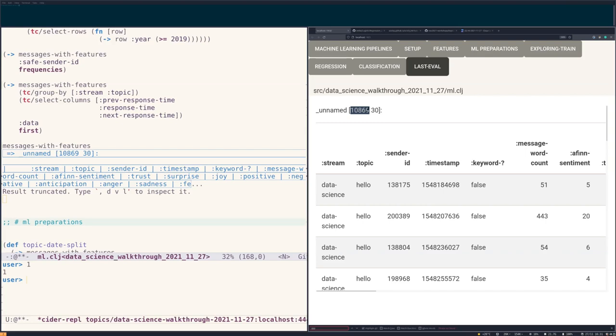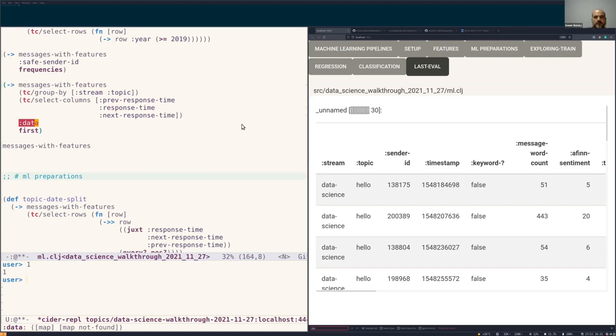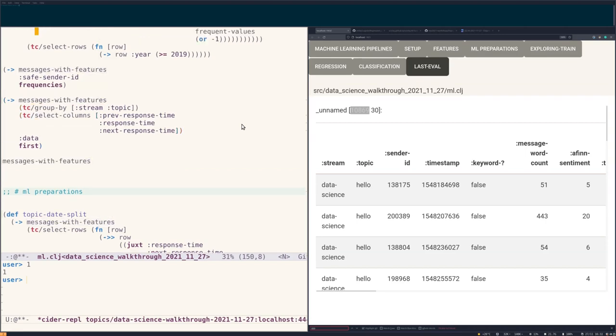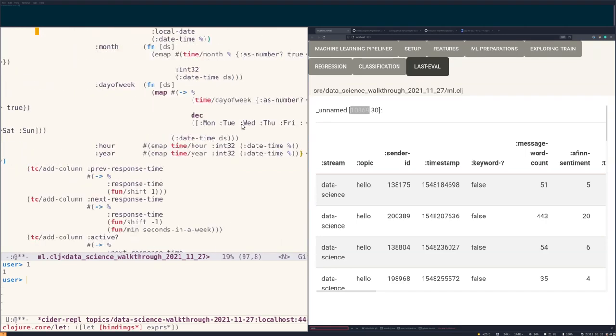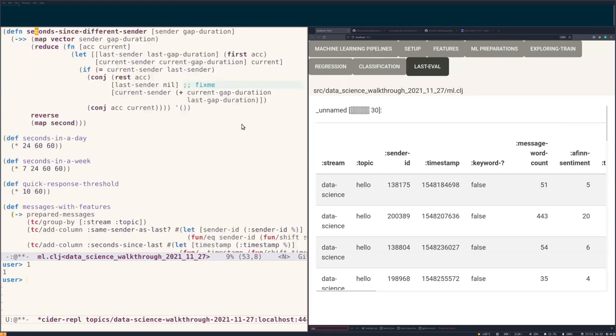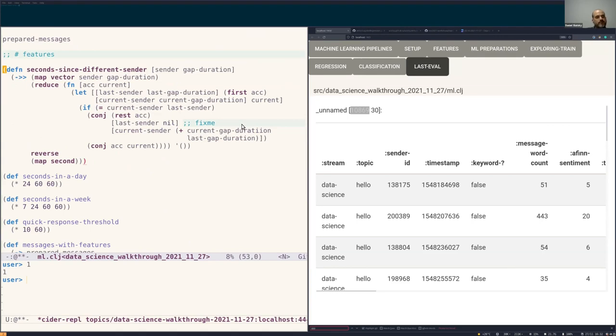So my main question was about the Clojure code you use to massage and clean up the data. I saw the very first function looked like it was doing a traditional sequential reduce, prepared messages, for example, or seconds since different sender, that was using map, reduce, reverse. If the data set was much huger, let's say you were going over a billion records, would you have to resort to a different approach to write seconds since different sender?